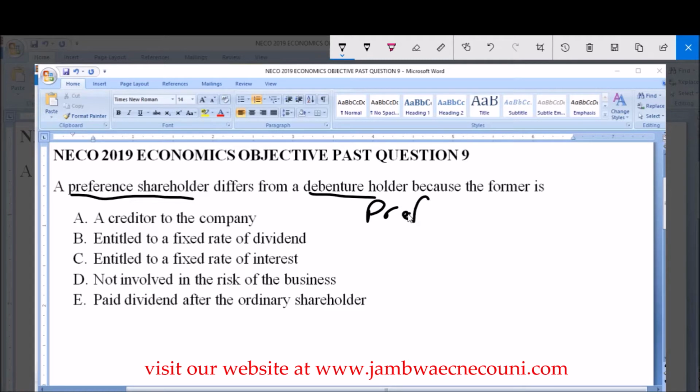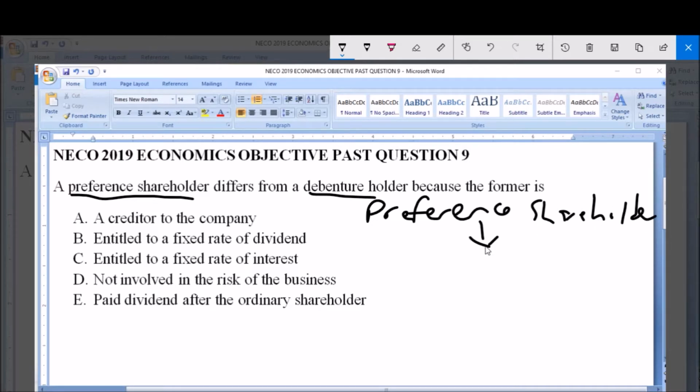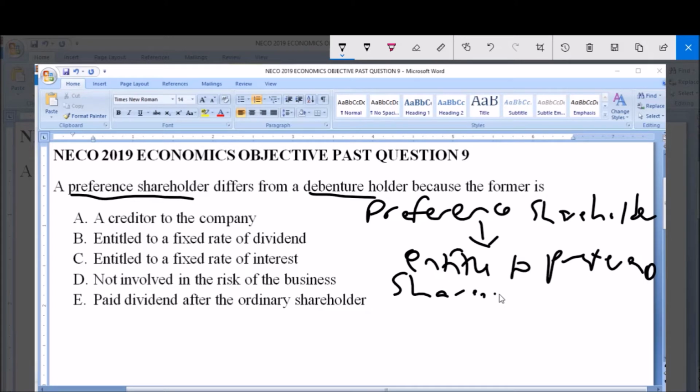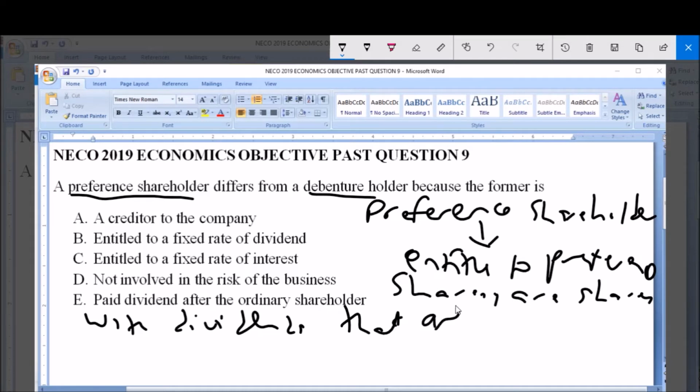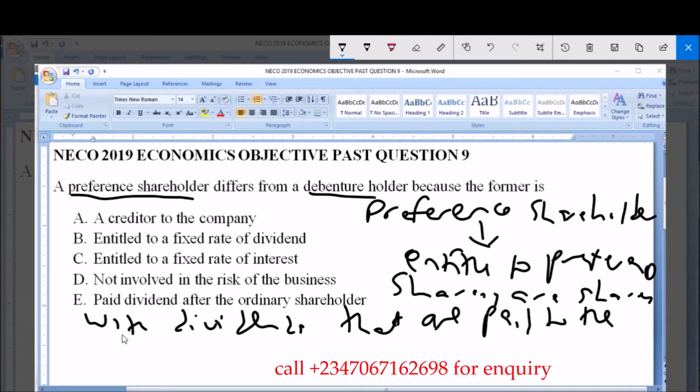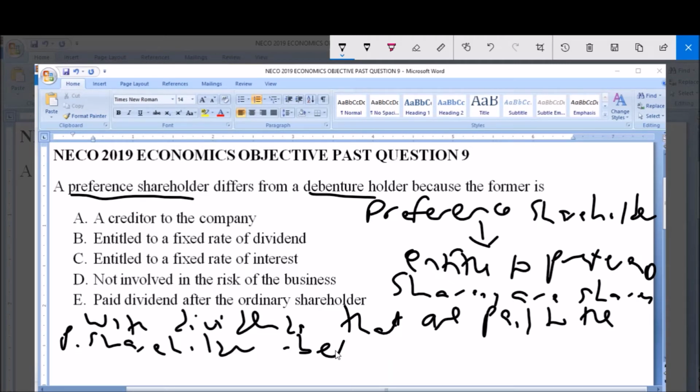So we'll start from the preference shareholder. The preference shareholder is entitled to what is known as preference shares. Now, preference shares are shares of a company's stock with dividends that are paid out to the preference shareholder before the common stock dividends are paid.